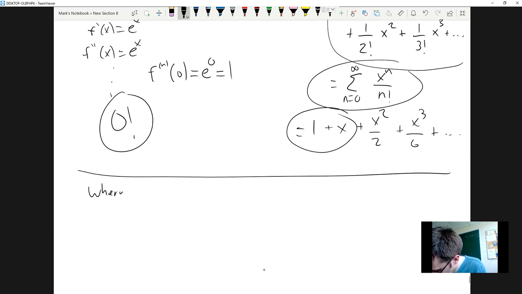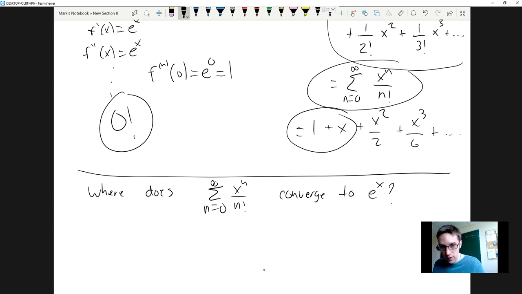Where does the sum from n equals 0 to infinity of x to the n over n factorial converge to e to the x? Well, let's try to find our interval of convergence. We can use the ratio test for that.